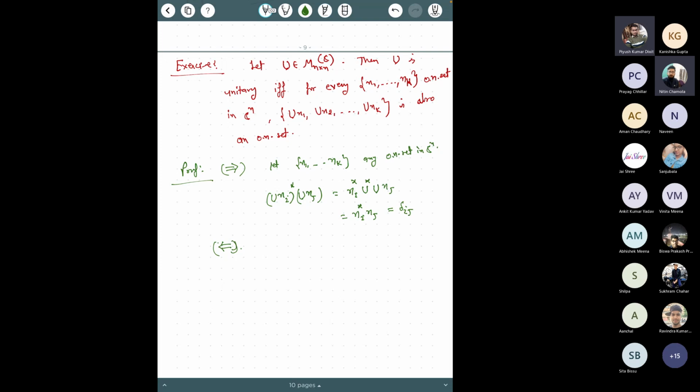U as a column of ux1, ux2 up to uxk. Okay, but you don't know whether they are orthonormal. So you have to use the given that for every orthonormal x1 to xk, ux1 to uxk is also orthonormal. Using this, you have to show that U is unitary. Now, if you start by taking columns of U as x1 to xk, then you don't know whether they are orthonormal or not. You have to prove that they are orthonormal in order to show that U is unitary, because it is equivalent to saying that columns of U are orthonormal.